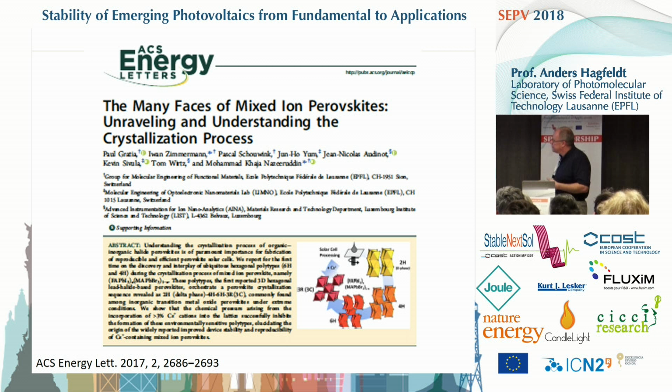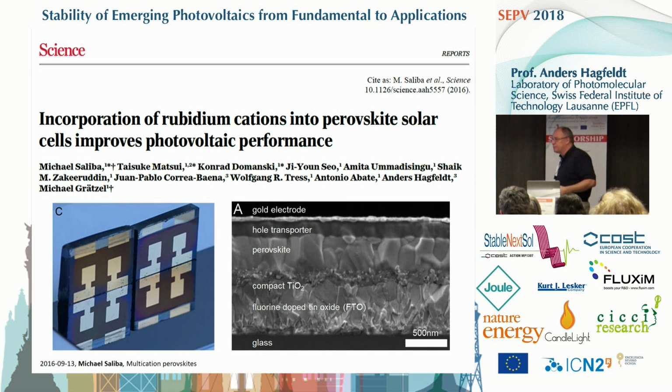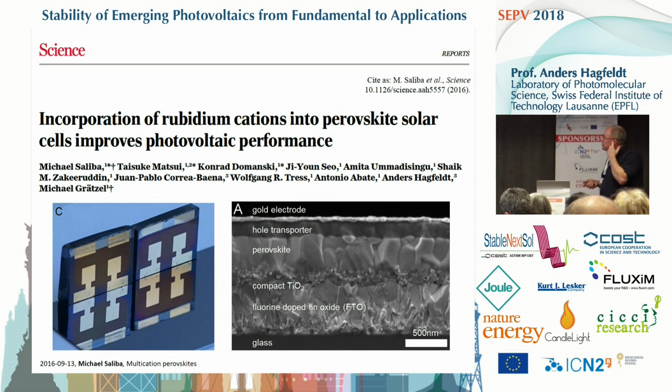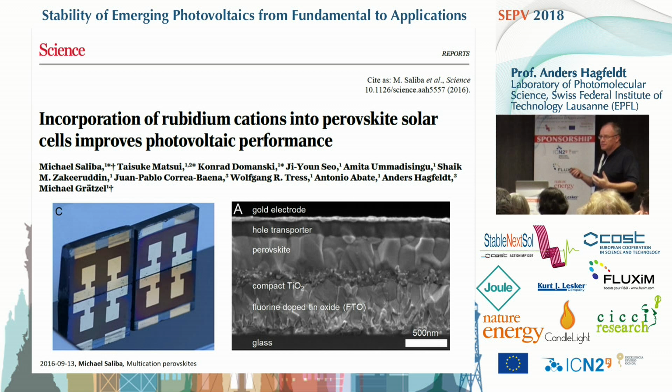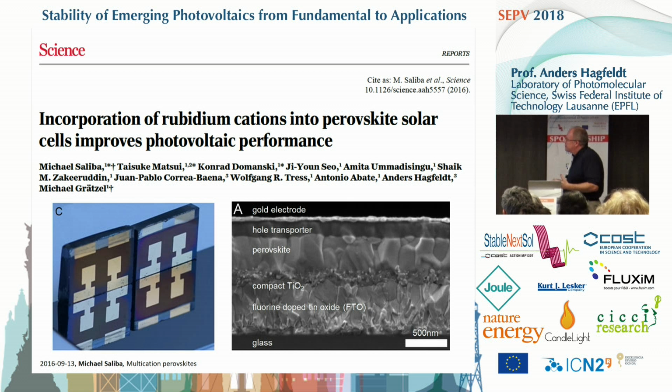Of course, Michael Saliba couldn't help himself. He had to try more cations. So the next one in line was rubidium. So here is what we call the quadruple cations. So now it's rubidium, cesium, formamidinium, methylammonium. And that gives us the highest efficiency so far published from us.